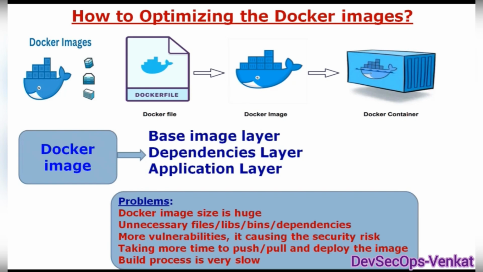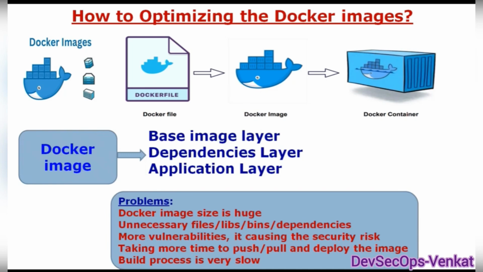And apart from that, while doing the CI build to build that Docker image, it takes more time. If we do the pull and push, it will take more time. Even the deployment will take more time. But in production, we expect the application to start in less than a minute. So if the Docker size is larger, we cannot start the application in production in less time. Even the build process is very slow.